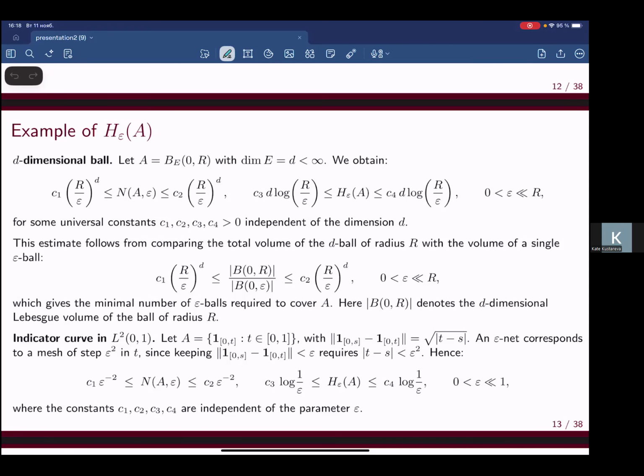The difference between t and s must be less than epsilon squared. So roughly, we need a mesh of step epsilon squared to cover the interval [0, 1]. And from this, we get that the covering number N(A, epsilon) behaves like epsilon to the power minus 2, and consequently, our entropy behaves like log of 1 over epsilon.